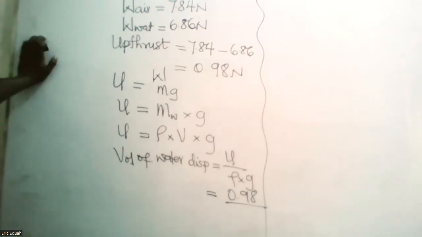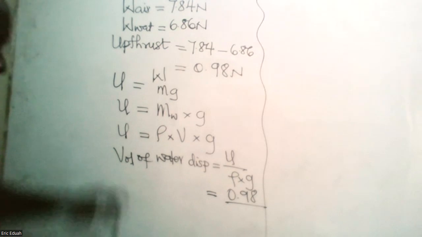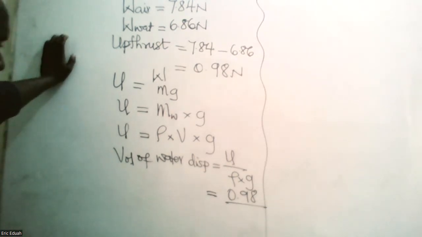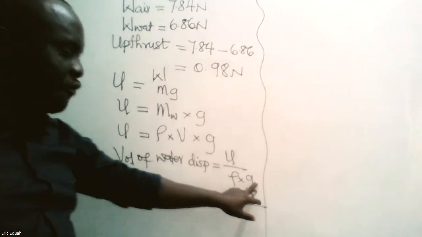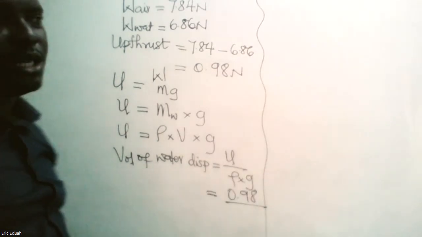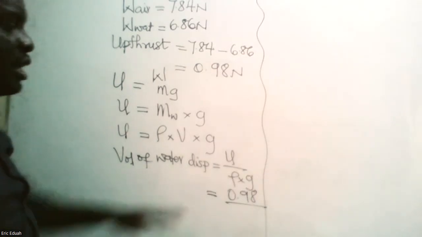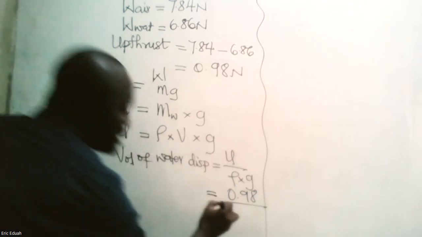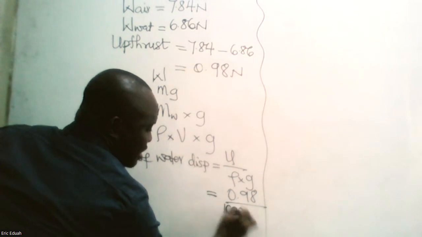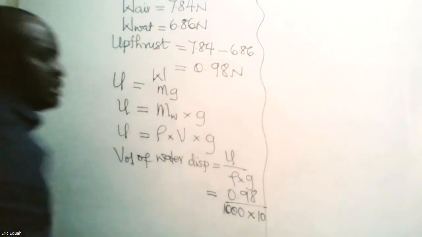Why not 1 gram per cm cube, Isra? Because the quantities are in SI units. Exactly. That's it. And of course, gravity would also be in meter per second squared. So if the quantities are in SI units, then you have to do so. So this must be 1,000. And gravity is also taken as 10.